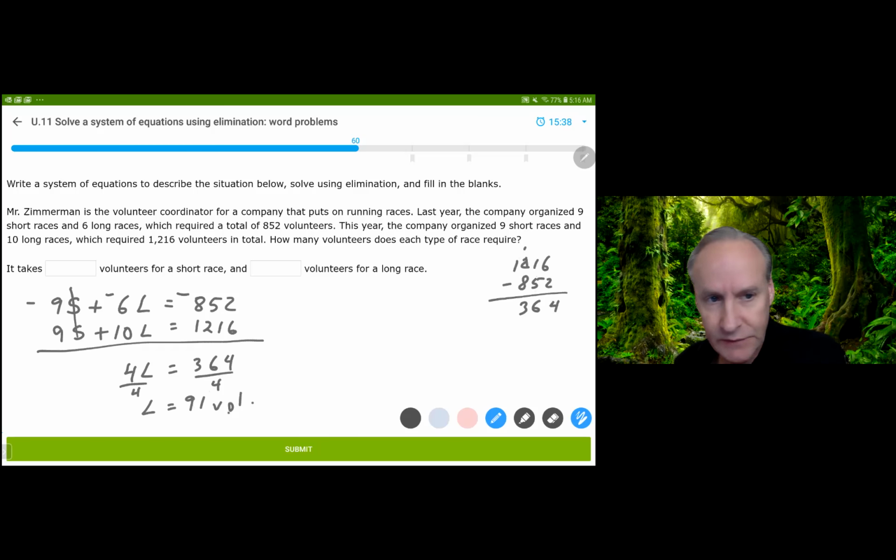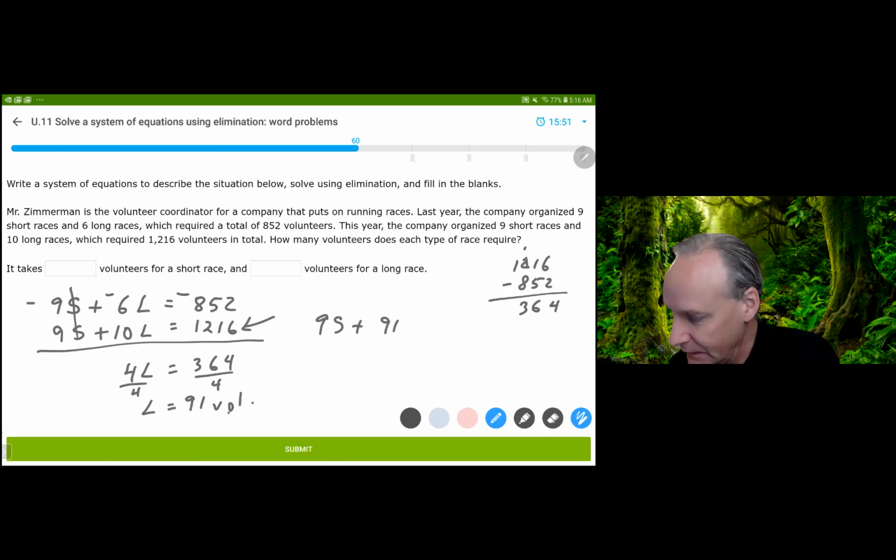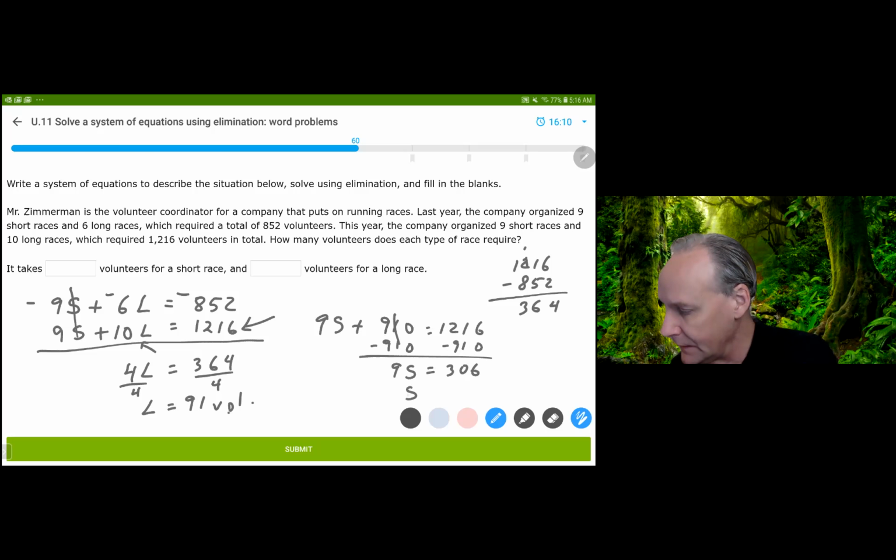Now the short races, I'm going to have to substitute it in. I'm going to substitute into the second one for a weird reason, because I'm multiplying by 10. That's the only reason. So 9s plus the 910. All I did was multiply the 10 times the 91 is equal to 1216. I'm going to subtract the 910 from both sides, and 9s is equal to, looks like 306. And s then, I'm going to divide 9 in there, and it looks like I get 34.